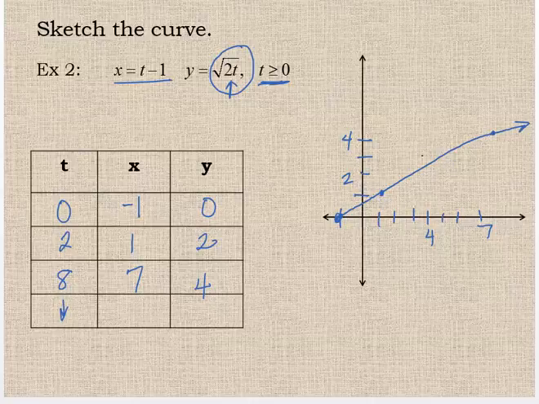And it could go on forever because our inequality doesn't stop anywhere. It just has to be greater than 0. So I could keep on going to infinity. That's why I put the arrow on the end of my graph, because it could keep on going to infinity. So you kind of see what that looks like. Let's try the next one.